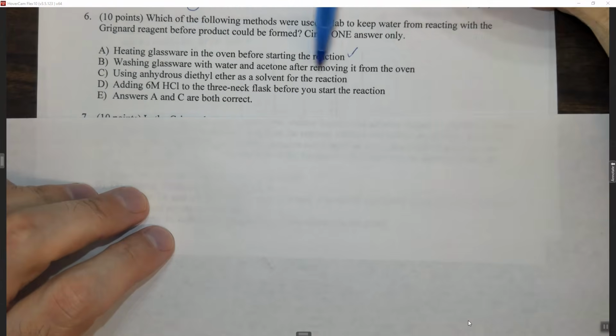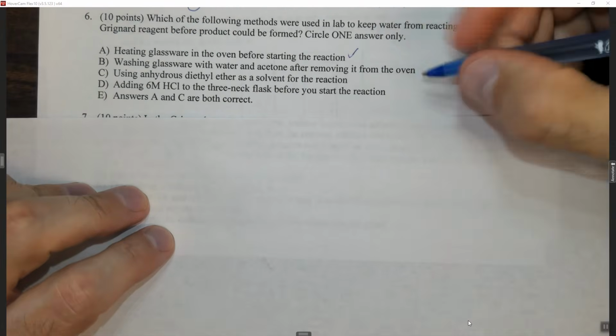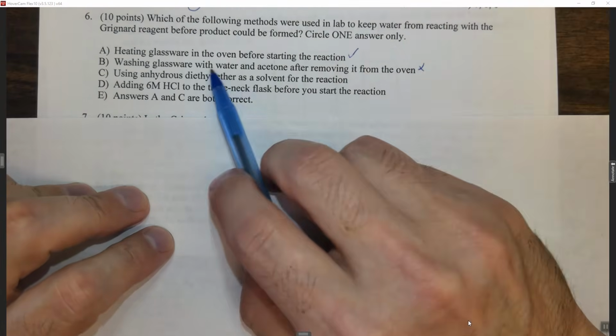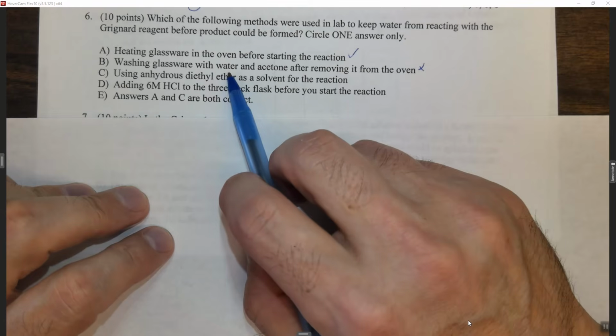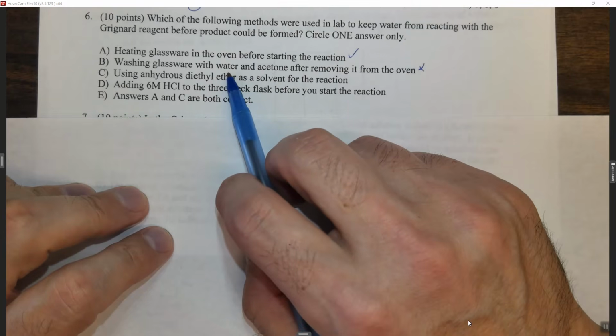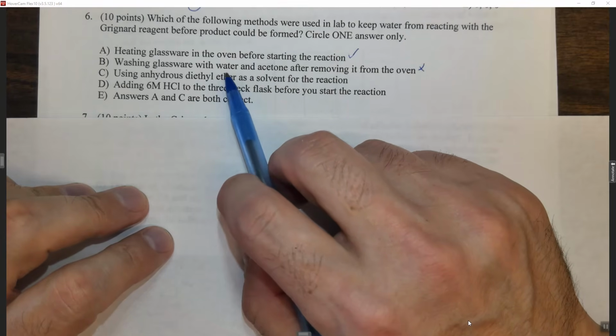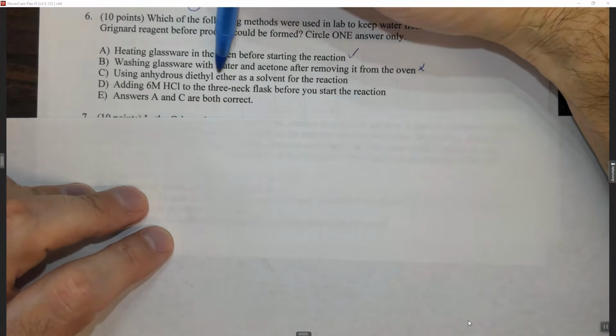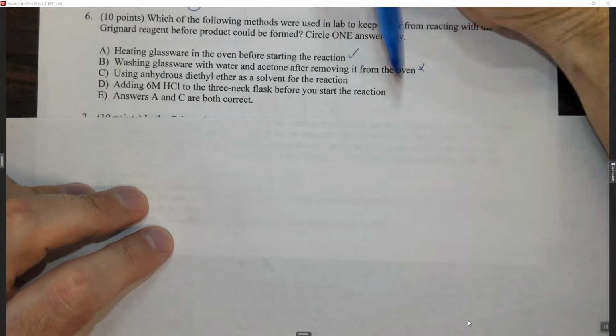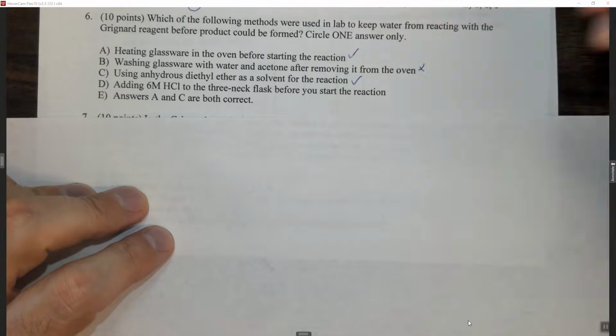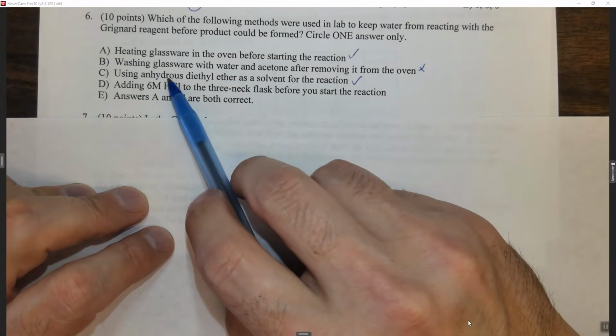Washing glassware with water and acetone after removing it from the oven. That's a bad idea. You don't want to wash with water after you take it out of the oven. It should be pretty clean before you put it in the oven, so then after you've gotten rid of the water. Using anhydrous diethyl ether as a solvent for the reaction. That's important. Anhydrous means free from water, or at least relatively free from water.